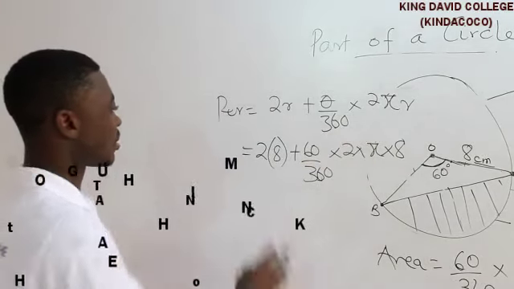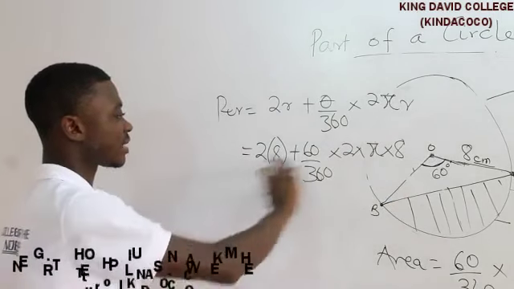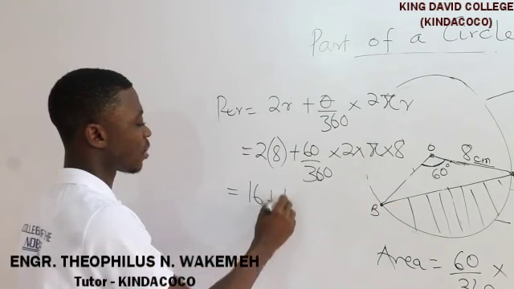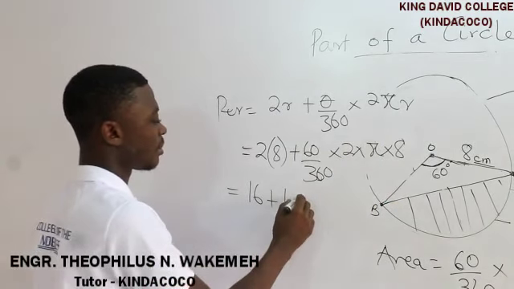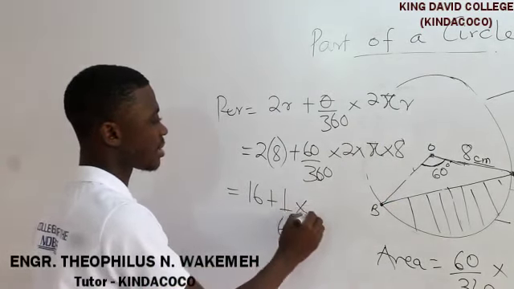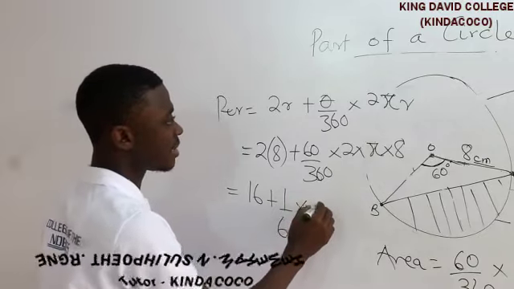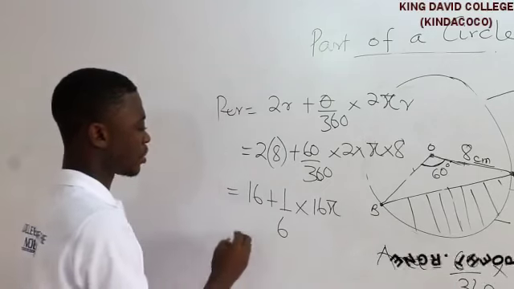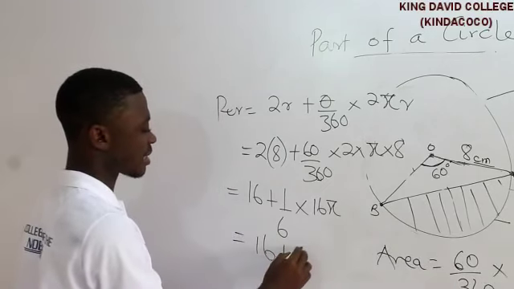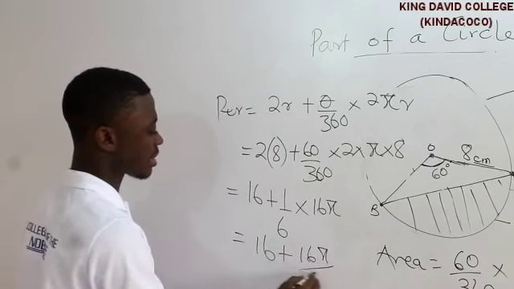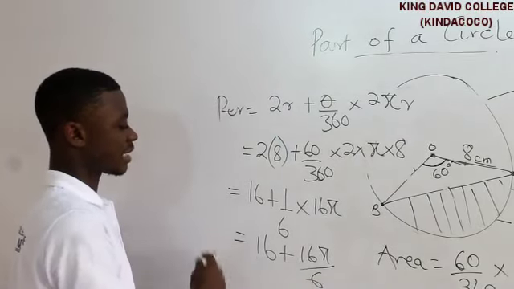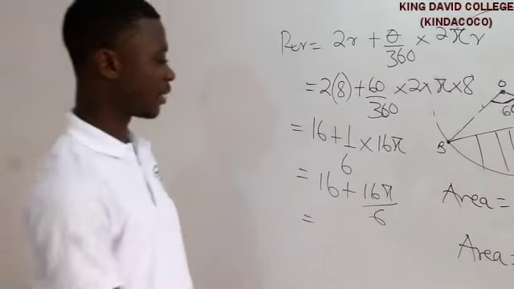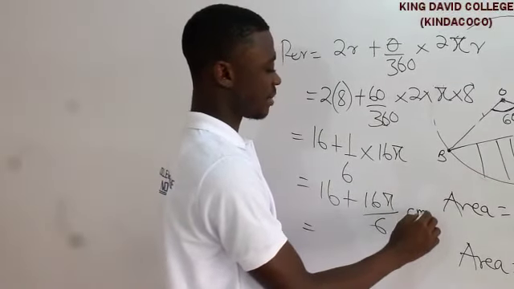So we just follow whatever you have there. Eventually you can just reduce this into 16 plus 1 over 6 times 16 pi. So you have 16 plus 16 pi over 6. Okay, so you can just add this on your calculator to get the value. And then you have your centimeter.